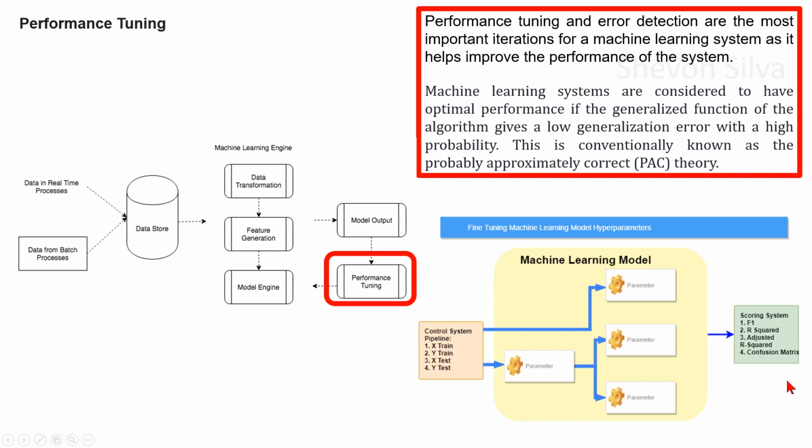The most important prerequisite is to decide on the metric that you are going to use to score the accuracy of your forecasting model. It could be R squared, adjusted R squared, confusion matrix, F1, recall, variance, etc.